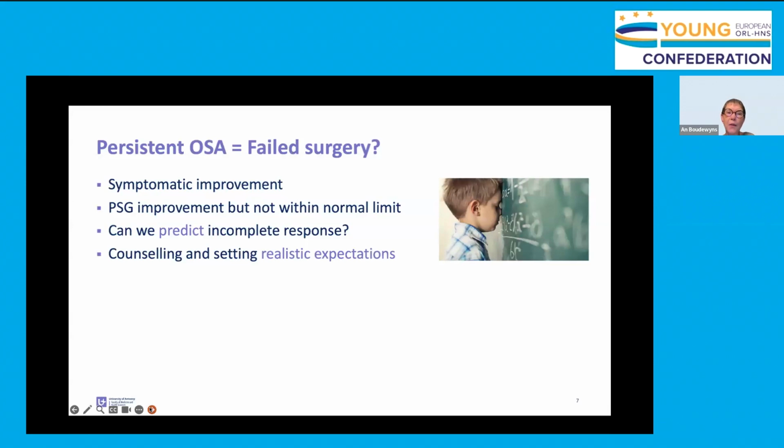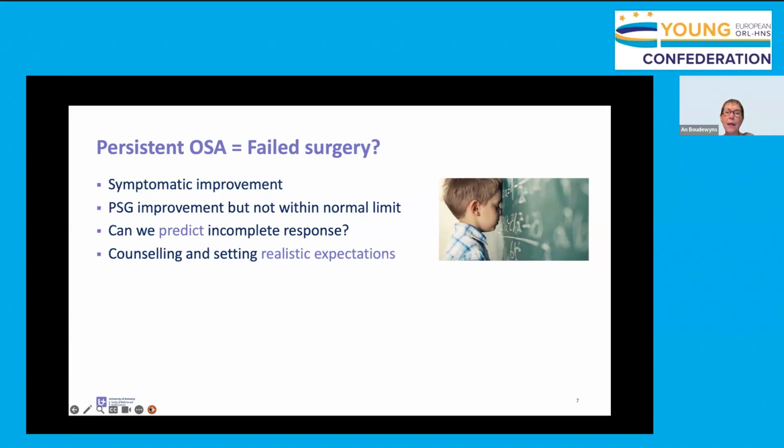Another question we have to ask ourselves is, is persistent sleep apnea the same as failed surgery? Because we often see that children after adenotonsillectomy have a significant symptomatic improvement, and the polysomnography is improved, but there is no return to the so-called normal limits. So in this case, we should consider what we want to obtain. Do we want to have this number, this figure of the apnea-hypopnea index below the defined limit, or do we want to have an improvement in symptoms and in comorbidity?